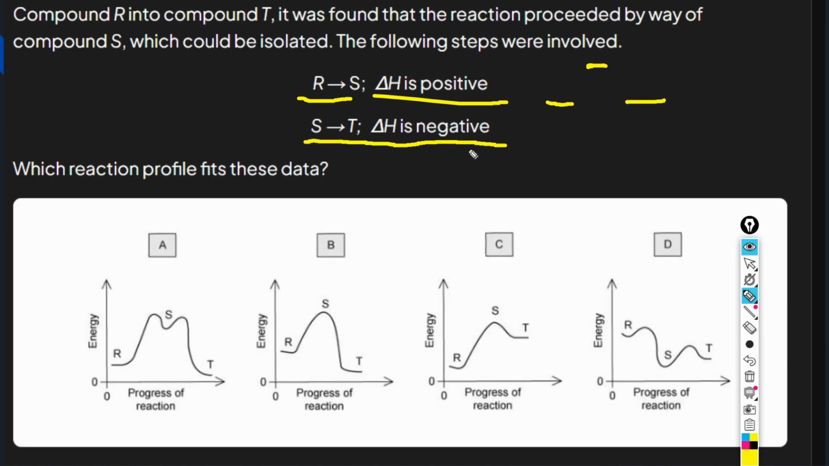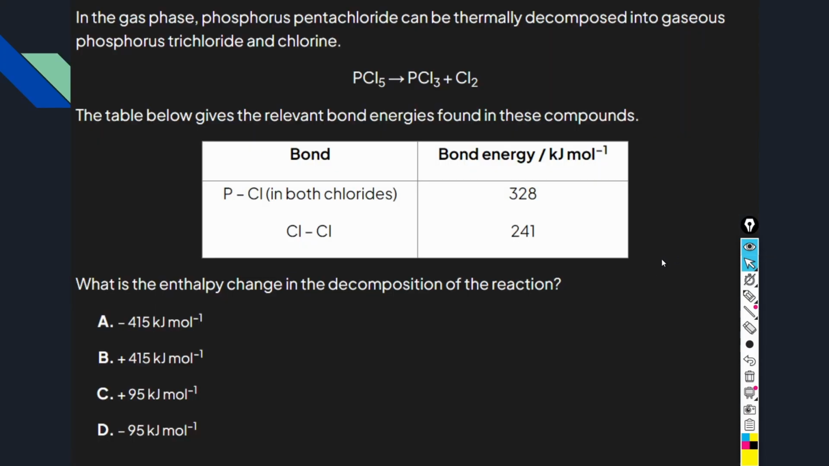So which type of reaction would this be? It cannot be B because that only shows one transition state. Same for C. And D is incorrect because it's going lower. So this will be a negative. So hence this is option A. Now let's move on to the next question.